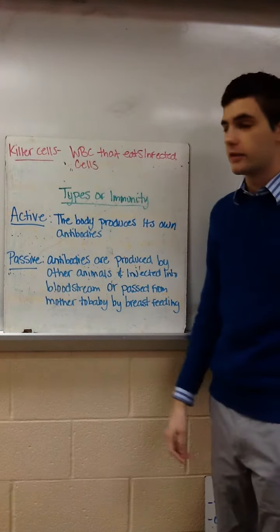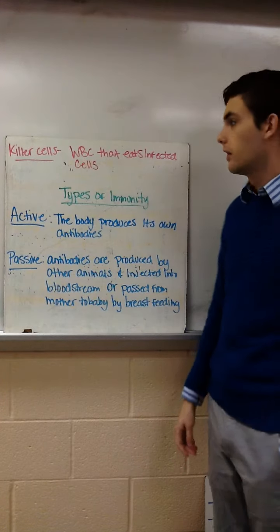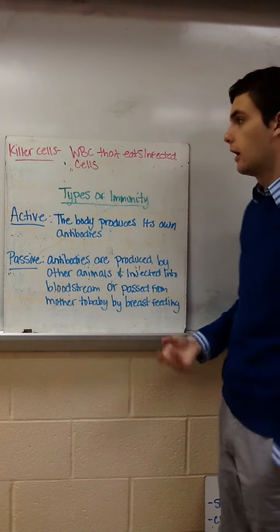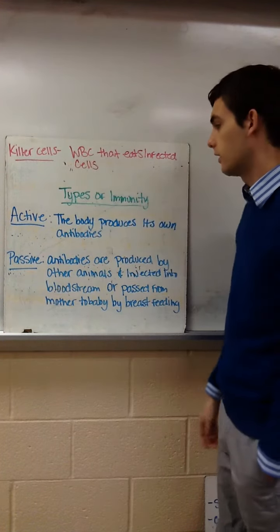The second type of cell would be killer cells, and these are white blood cells that will actually eat any infected cells in your body. So they kind of dispose of any infected cells.